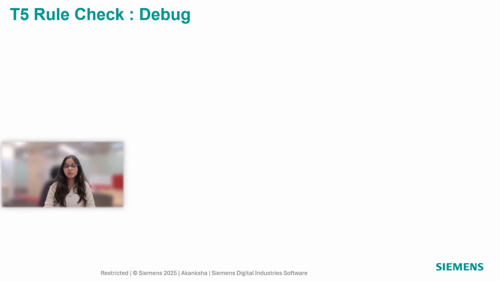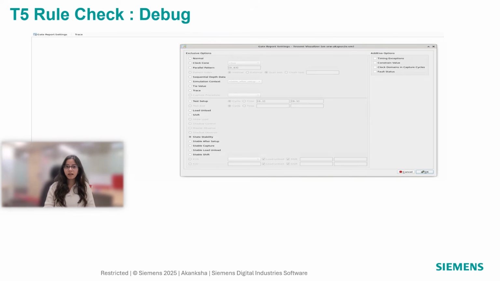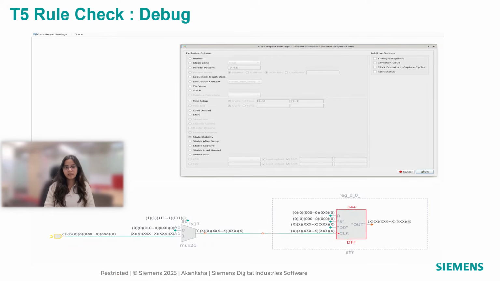Another method is using the visualizer interface. We can easily pinpoint where the issue occurs in the scan path. Next, we'll examine this violation in detail by enabling the gate report settings and selecting the state stability option. This view provides the signal stability information related to the T5 violation, showing load, unload, test setup, shift and capture values of clock B driving the D flip-flop. This view represents the same detail previously obtained using the report gate command in the command prompt.